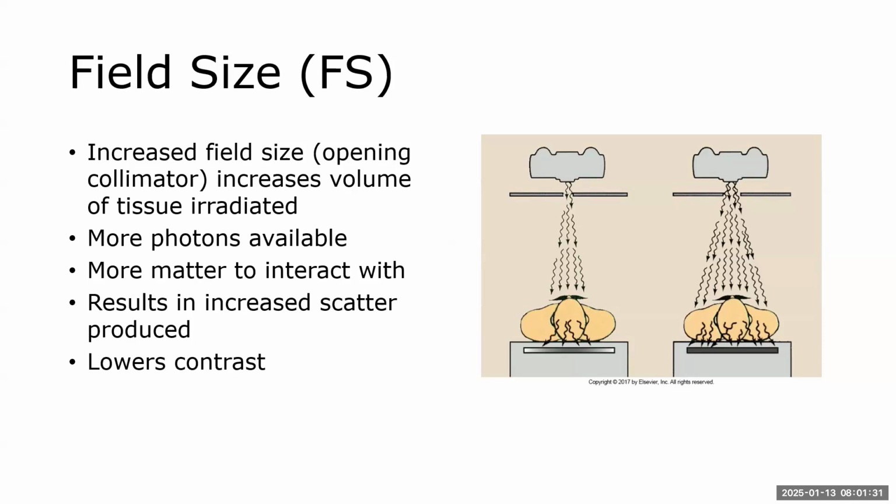There's going to be more photons available, more matter to interact with, which results in increased scatter production and lower contrast. So this is something you've got to grasp, because we're going to be talking about this in lab. We're going to be talking about, okay, how do we adjust our technique to compensate for that more scatter reaching the IR? We've got to look at that.